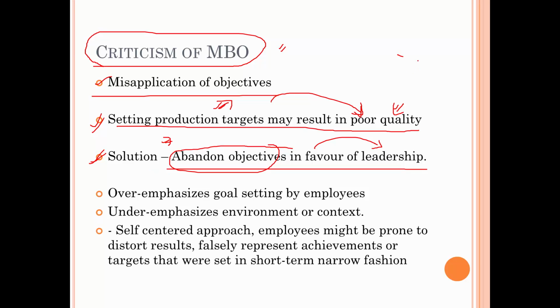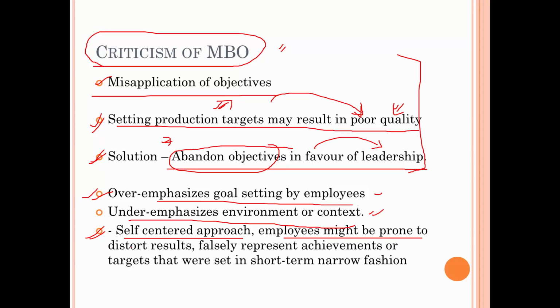Okay, these are some of the criticisms. Some more criticisms are that it overemphasizes goal setting by the employees and underemphasizes the environment or the context. Also, this is the major criticism, that this is a self-centered approach. Employees might be prone to distort results because they feel pressurized, falsely represent the achievements, or targets were set in a short-term narrow fashion, because they did not know what could happen in the long term, how much effort it will need in order to actually deliver the results.